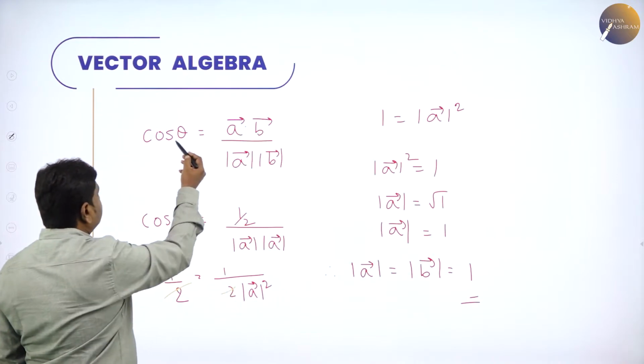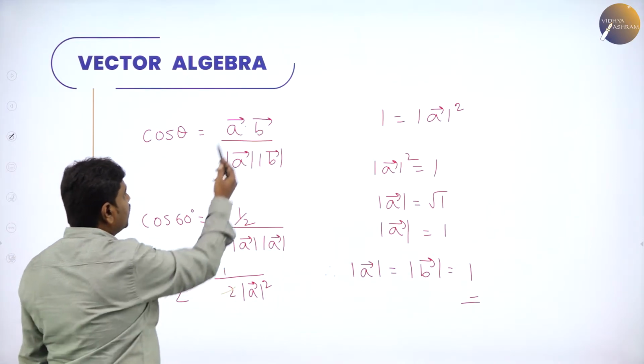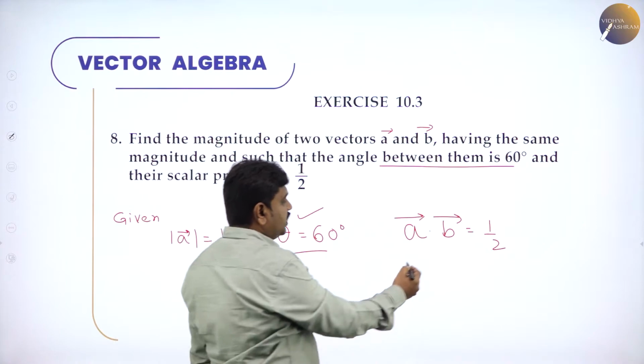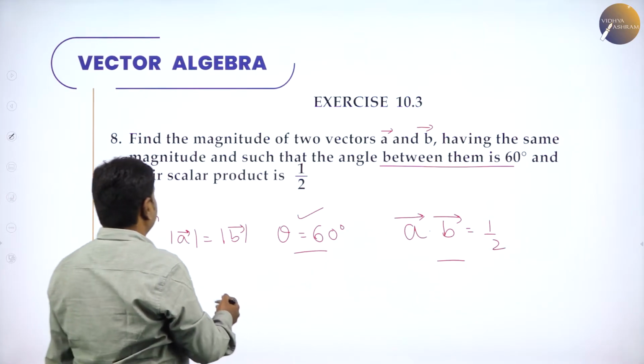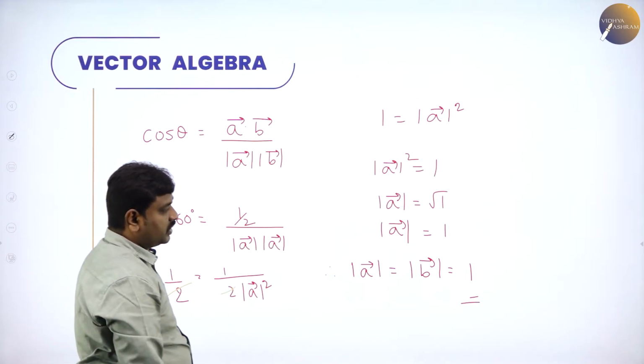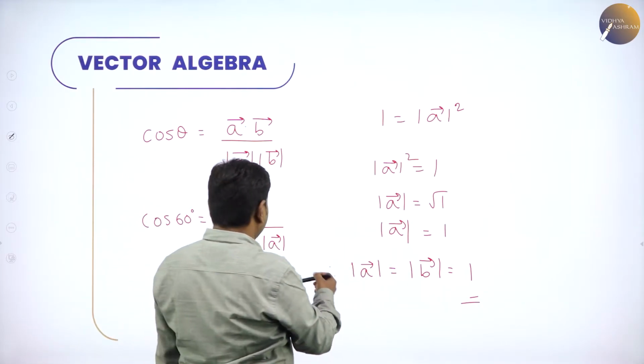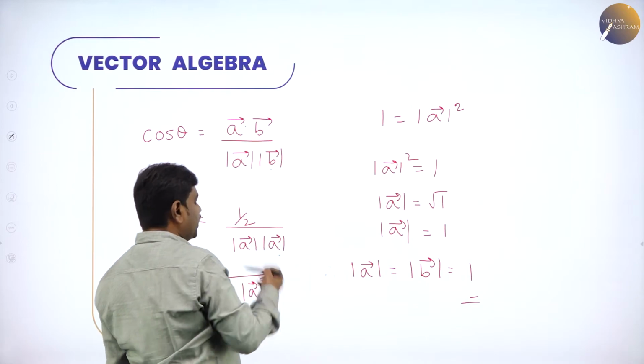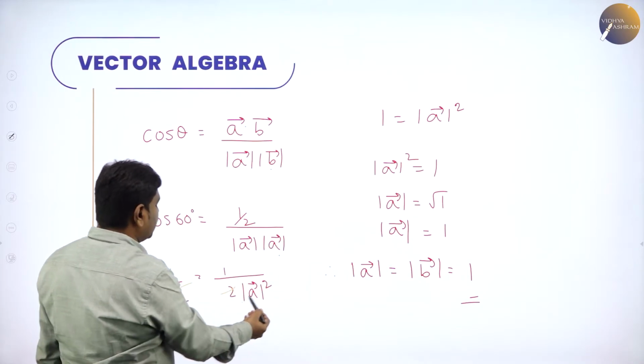So in the place of theta I am substituting 60. So it will become cos 60. Scalar product means A dot B, they give half. So in the place of scalar product I am putting half, and magnitudes are equal they told. So magnitude A value, magnitude B value both are same. In place of magnitude B, I'll write magnitude A. Magnitude A into magnitude A, square, 1 by 2.